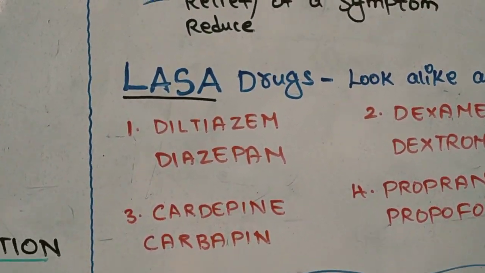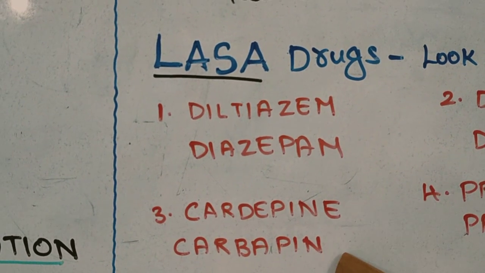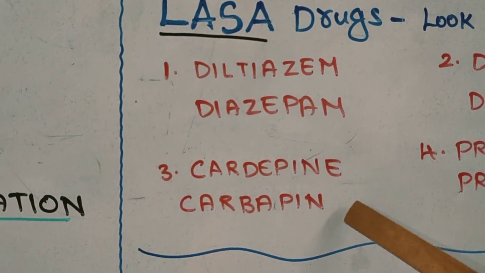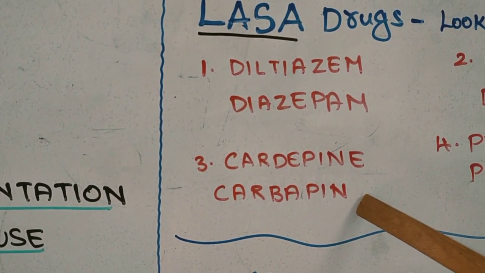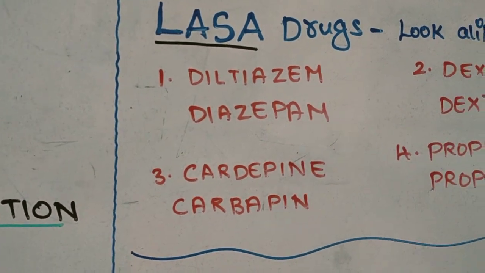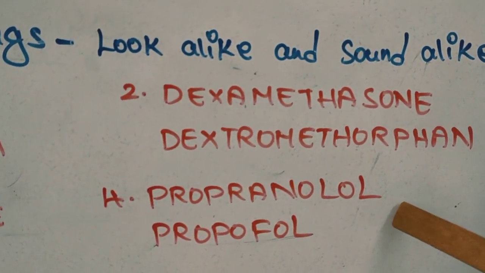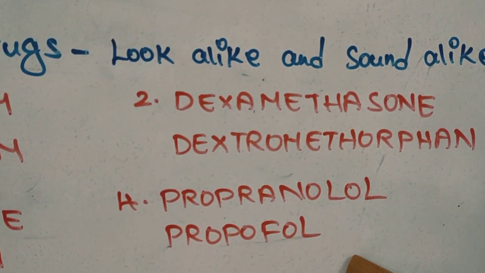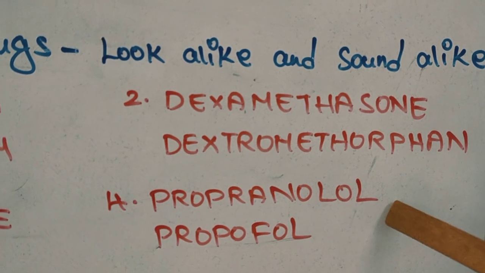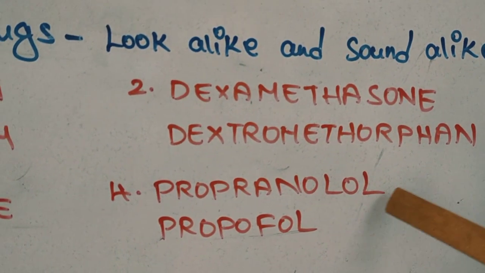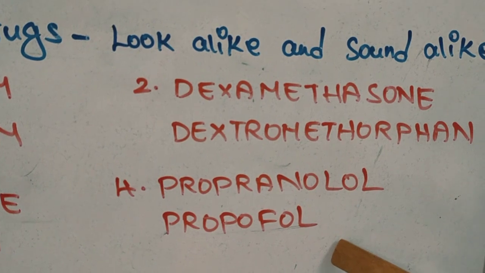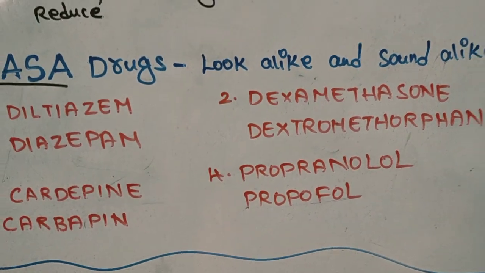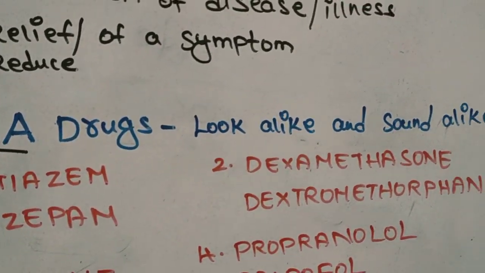The next example of the LASA drug is cardapine and carbapine. Cardapine is an antihypertensive which is used to treat high blood pressure, whereas carbapine is an anti-epileptic agent. So there is a lot of difference again. And see here, one more example is propranolol and propofol. Propranolol is a beta blocker, which is used to decrease the heart rate, whereas propofol is used in patient controlled analgesia, as a sedative. Fine. So these are some examples of the LASA drugs, look-alike and sound-alike medication.